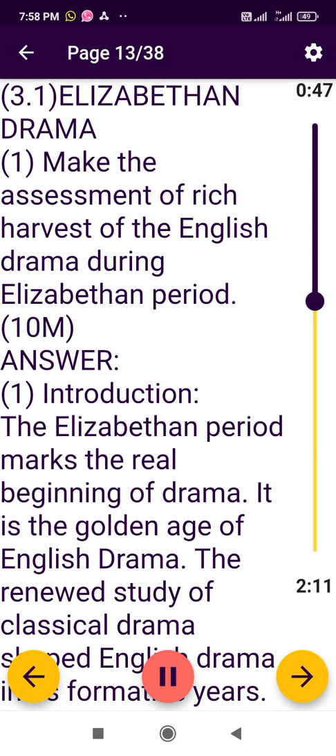Nicholas Udall's Ralph Roister Doister, 1553, is the first English comedy of the classical school. The first complete tragedy of the Senecan type is Gorboduc, 1562, which was written by Thomas Norton and Thomas Sackville.